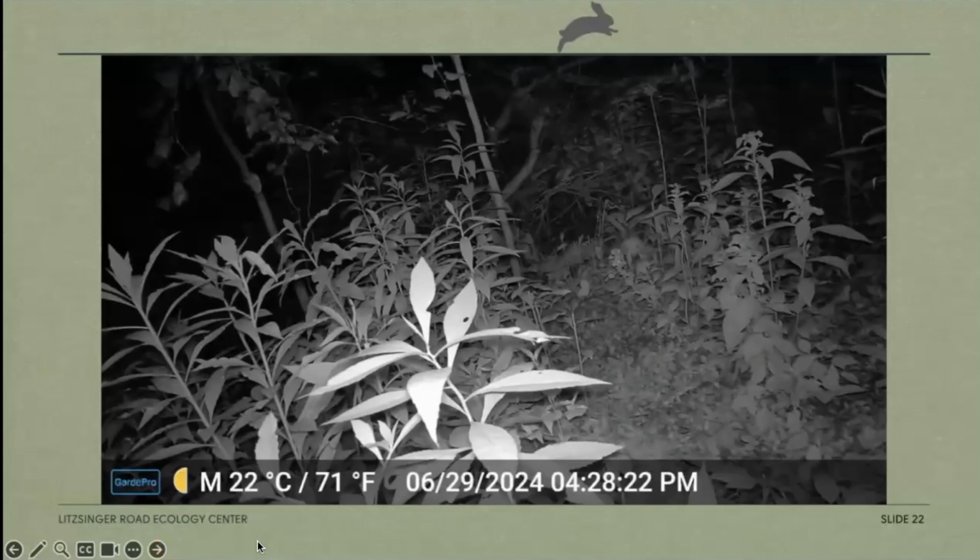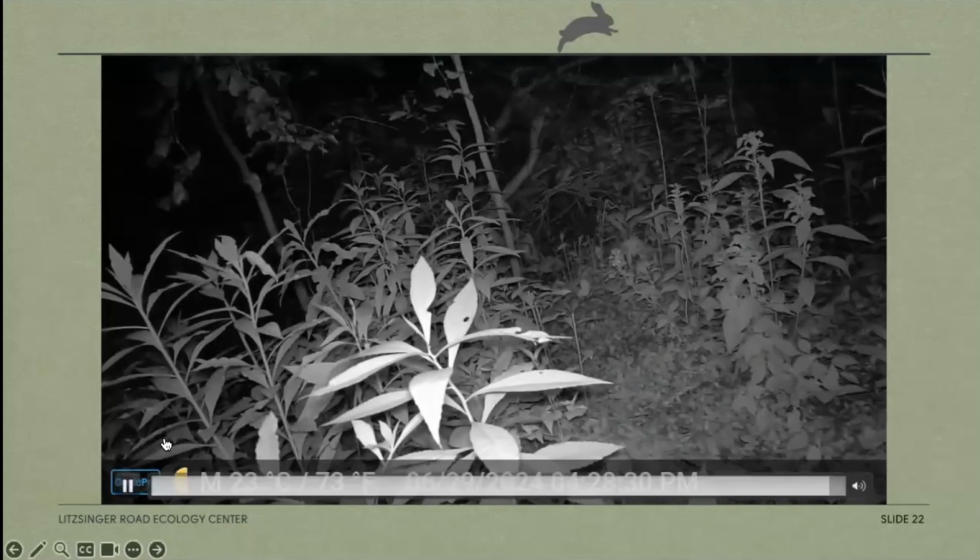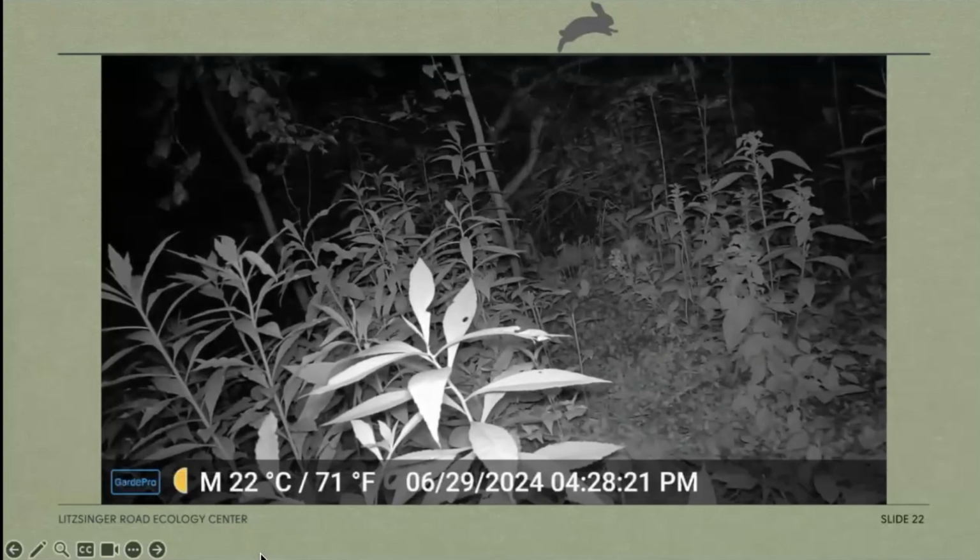This one's really neat. I love this one. Any guesses? I couldn't guess this when I first saw it. Let me play that again. Any guesses before I continue? Okay, do you want to say it, Akiva?